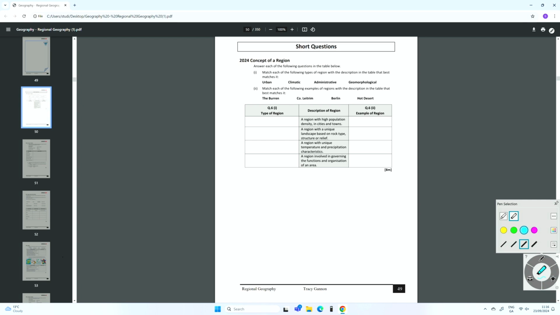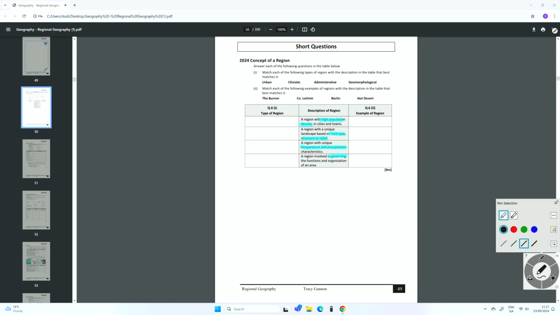A region in Ireland with a high population density, it has cities and towns. So I'm thinking that's my hint there. A region with a unique landscape based on the rock type, structure, or relief for my second. A region with unique temperature and precipitation is my third one here. A region involved in governing the functions and organizations of an area. Now, I didn't read every single word. I just read what I needed to. So again, I've highlighted the main things here.